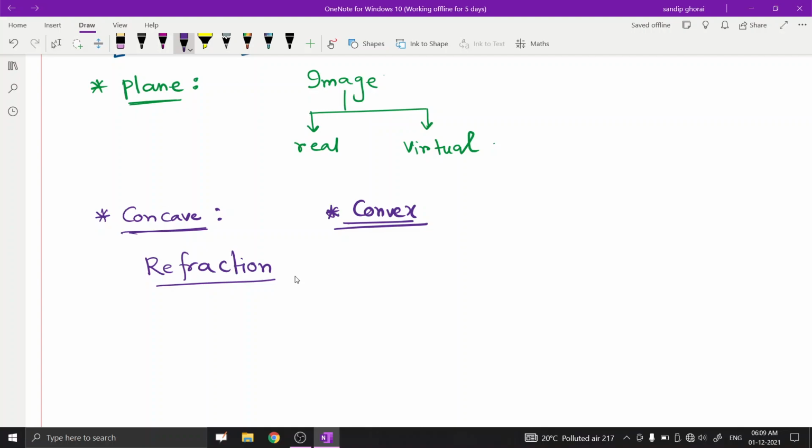For the first case, from rarer to denser medium, the incident angle i is greater than the refracted angle r, and we get deviation angle i minus r. For the second case, if light bends away from the normal, from denser to rarer, then we get angle r greater than angle i. For this case, the deviation angle, that means the angle by which the incident ray is deviated, is calculated by r minus i. So these are the rules of refraction of light.